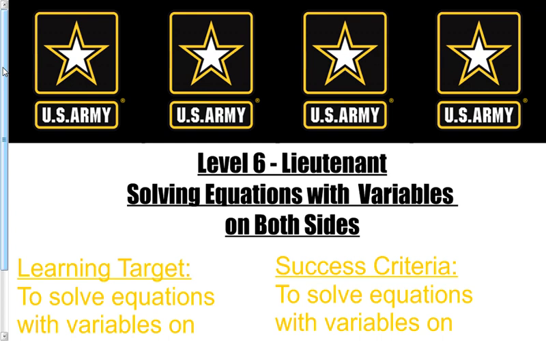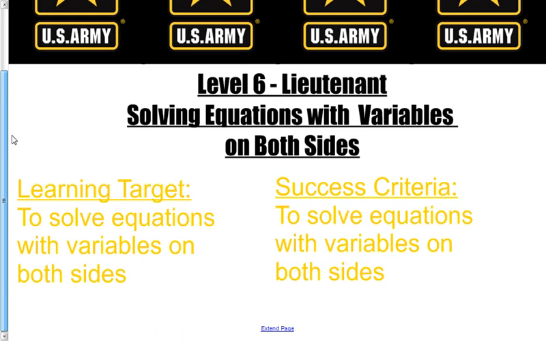But you are a lieutenant right now in level 6 of Solving Equations Boot Camp. And I'm going to try to help you move up to the ranks of level 7. But this level is all about solving equations with variables on both sides. This is the first time we will have variables on both sides of the equal sign, and we're going to have to figure out what to do to solve it.